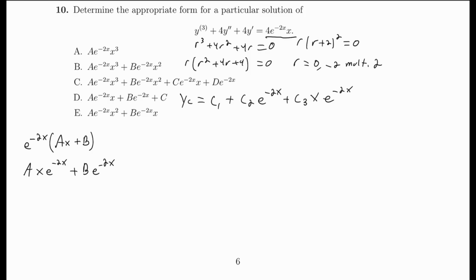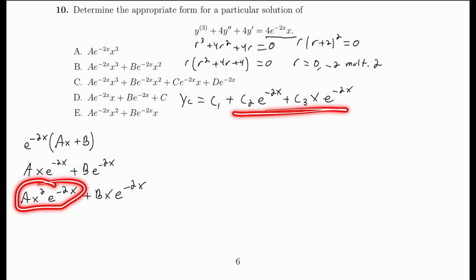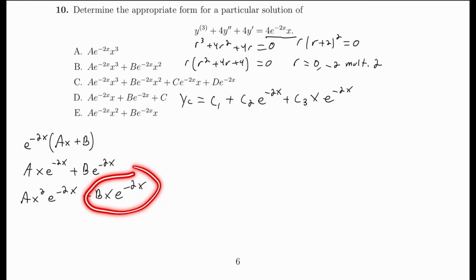To deal with that, we'll go ahead and multiply by our independent variable. So this will become ax squared e to the negative 2x plus bx e to the negative 2x. We can go ahead and check again. This term's good because there's no x squared term up here, but this term is still problematic because we still have it matching the x e to the negative 2x term.